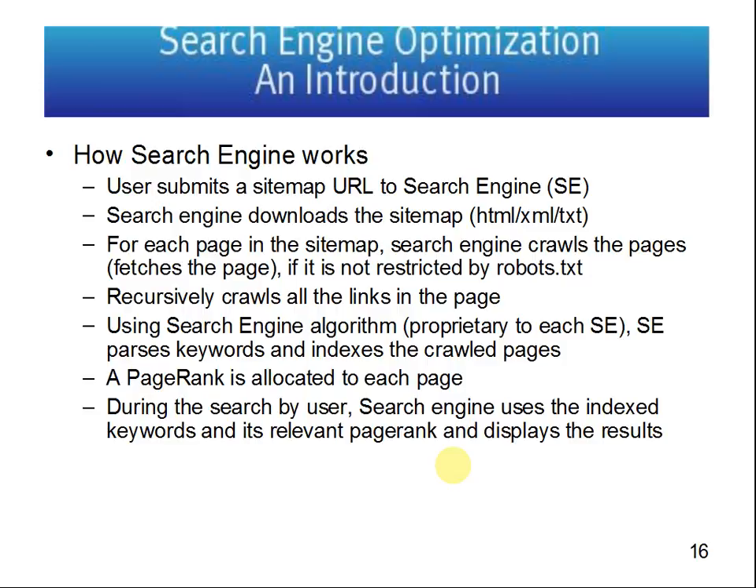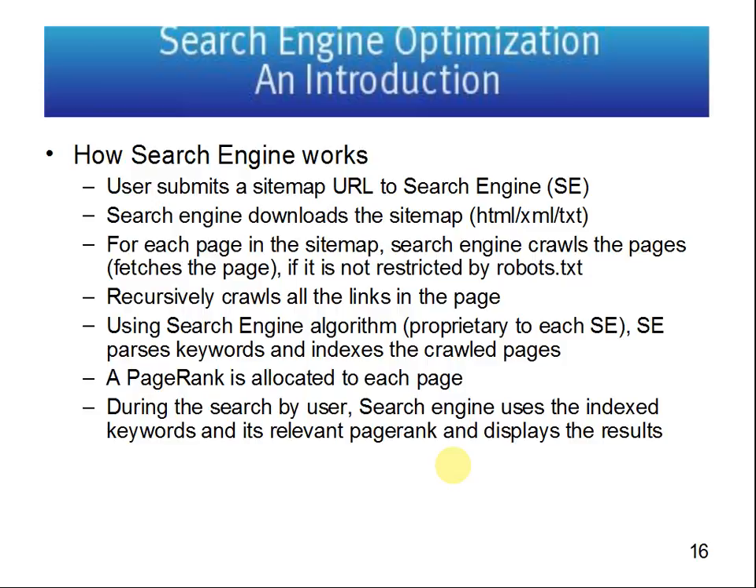So the search engine downloads the sitemap. If sitemap is not there, then it will consider all the links valid and keep on crawling. For each page in the sitemap, the search engine crawls the pages if it is not restricted by robots.txt. You can also restrict the crawling in the robots.txt. It recursively crawls all the links in the page, but not immediately; based on the time delay mentioned in the robots.txt, it will search.